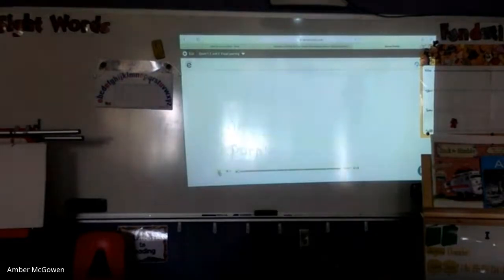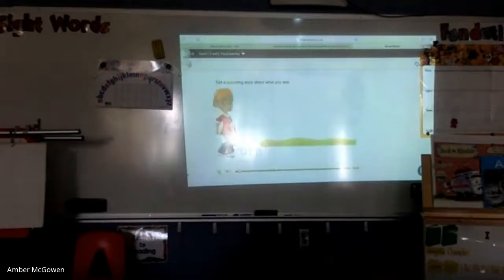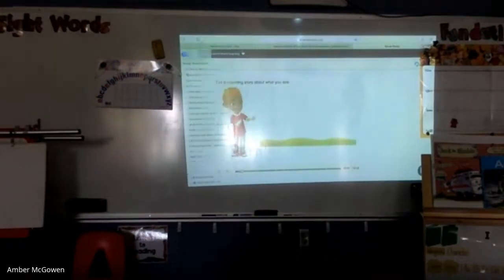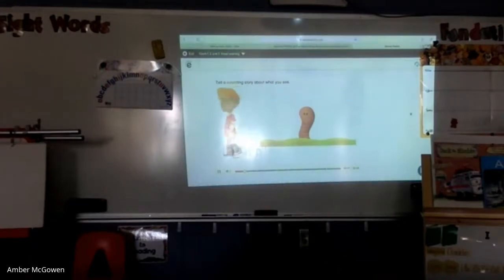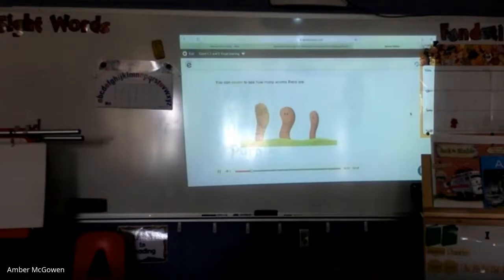Tell a counting story about what you see. What is that? A worm. Here is a story. There are some worms popping up from the ground. You can count to see how many worms there are. Before you count, can you think of a way to make sure you do not leave one out?